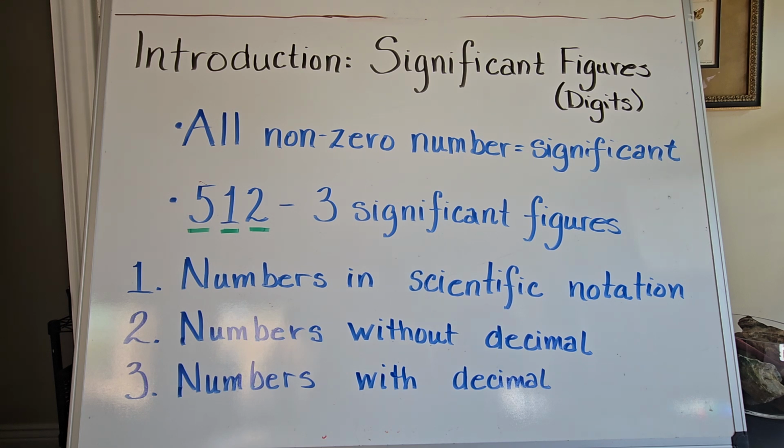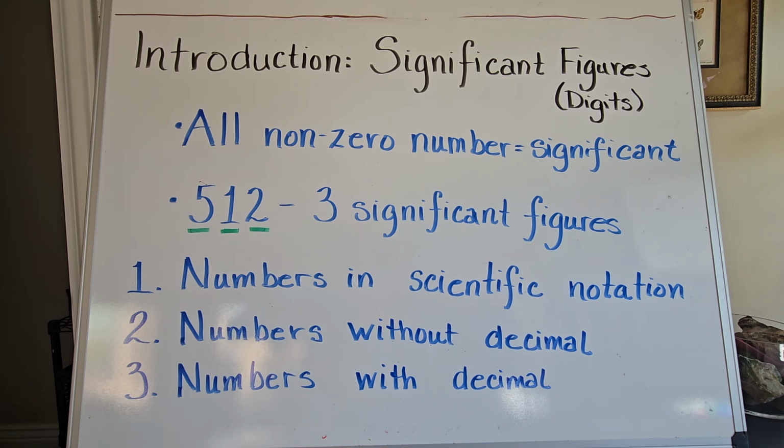To begin with, all non-zero numbers are considered significant. As an example, here's a very simple one, 512. We can see that there are three significant figures. There are no zeros, so they're all non-zero numbers. Each one is significant. Now that begs the question, what about the zeros? Are there some zeros that are significant? The answer is yes. But there are also some zeros that are not significant.